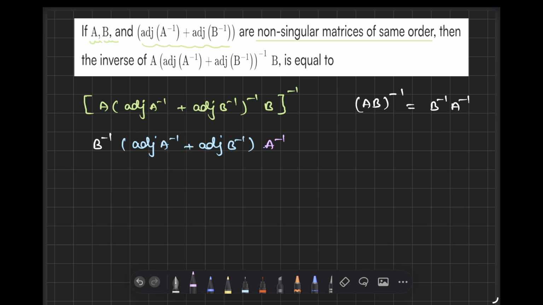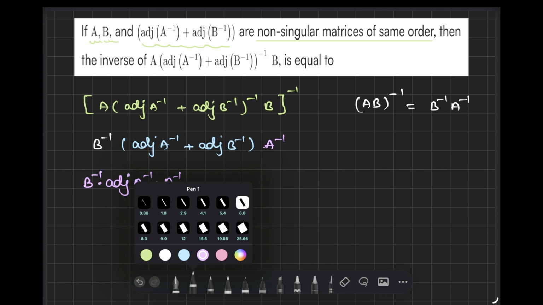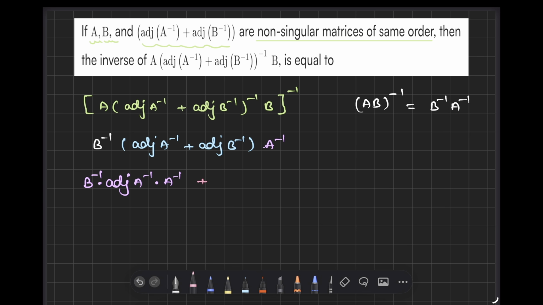Now let's multiply things. You know that order matters, so be very careful. B inverse first, then this thing, adjoint A inverse, and then from this side we have A inverse. Okay, so the first thing is done. Now the second part: we have B inverse, adjoint B inverse, A inverse. Correct?